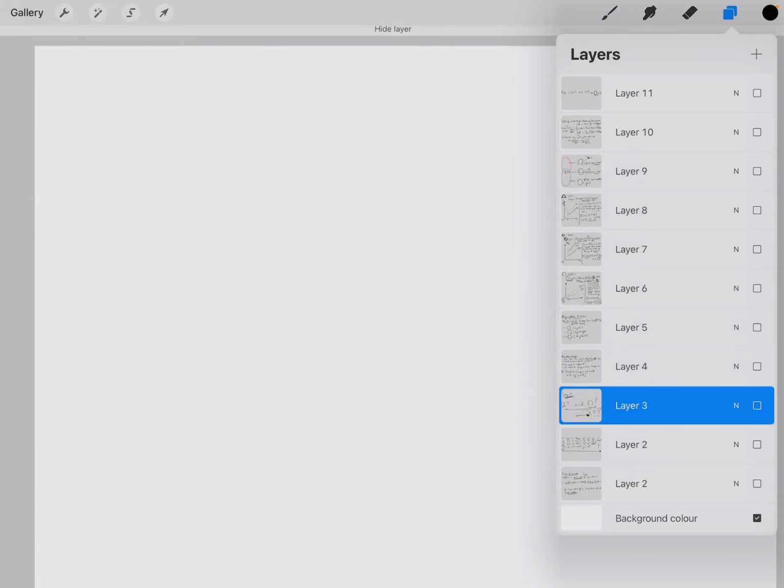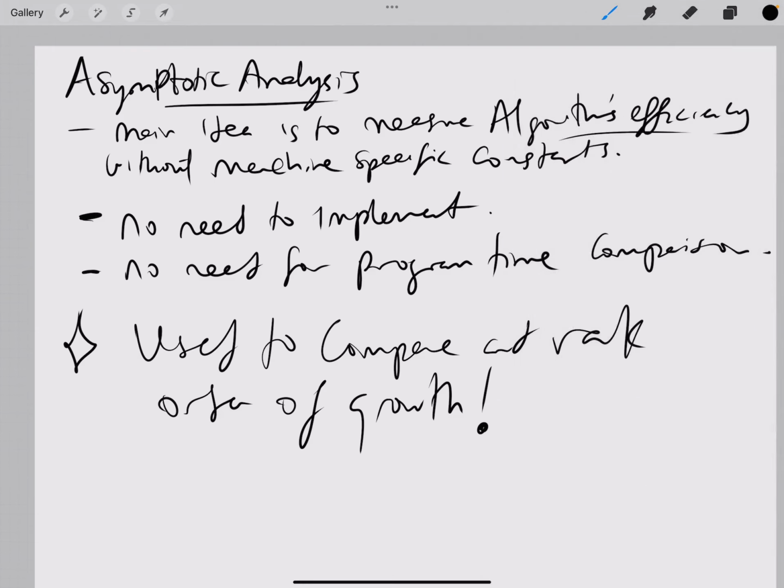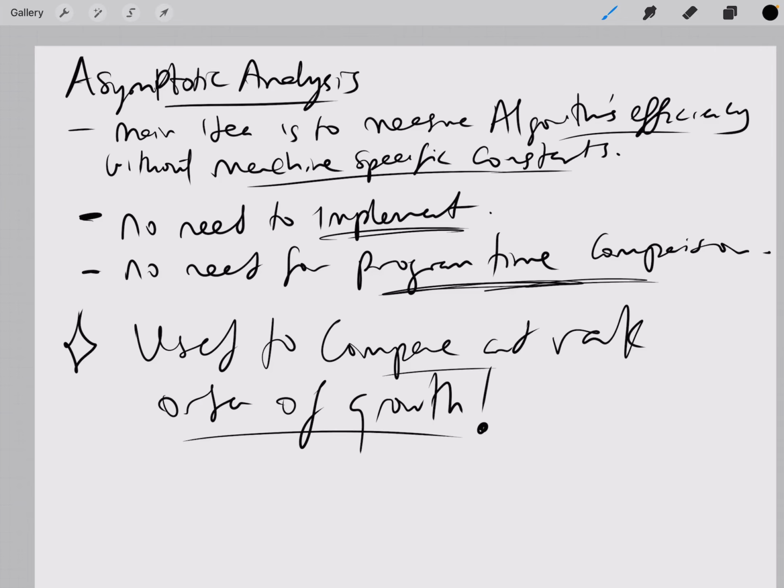All right, so then it brings us to asymptotic analysis. So what is asymptotic analysis working on? The main idea behind it is to measure the algorithm's efficiency without any machine specific constraints or constants. So we are just basically trying to know how efficient an algorithm is, but we don't want the stress of having machine constants involved. We don't have to implement the algorithm, or create the program and then be checking for time comparison. It's good for measuring the efficiency of an algorithm without any of these hassles, and then we use it to compare and rank the order of growth.